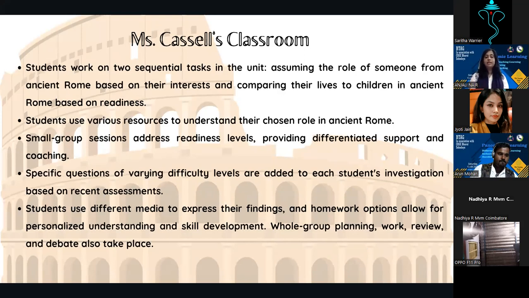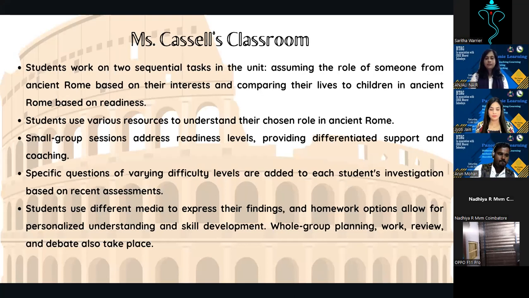Small group sessions address readiness levels, providing differentiated support and coaching. Specific questions of varying difficulty levels are added to each student's investigation based on recent assessments. Students use different media to express their findings, and homework options allow for personalized understanding and skill development. Whole group planning, work, review, and debate also takes place. This is Miss Castle's classroom.